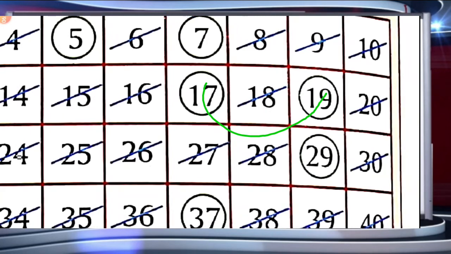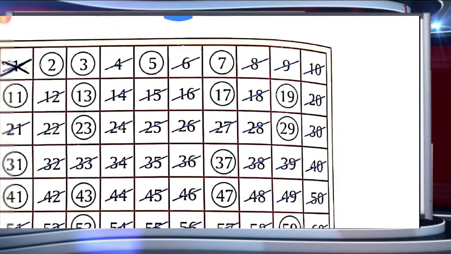Now see 17 and 19. Again 17 and 19 are prime numbers and 18 is a composite number. So 17 and 19 are twin primes.